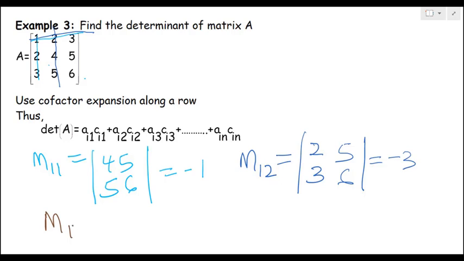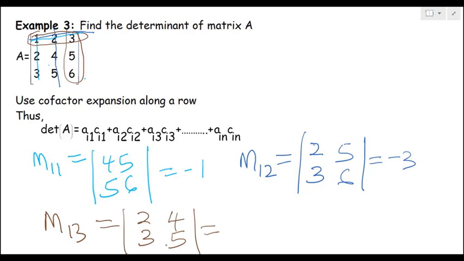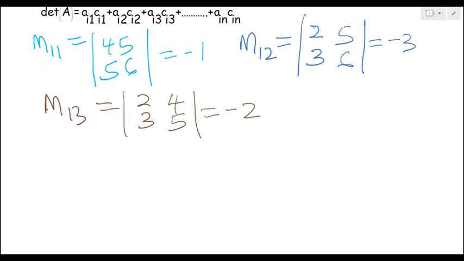For M13, this means we broke row number 1 and column number 3, and we are left with 2, 3, 4, 5, and the determinant will be equal to 10 minus 12, that is minus 2. We now determine the cofactors, where C11 is equal to minus 1 raised to 1 plus 1 multiplied by minus 1, which is equal to minus 1.